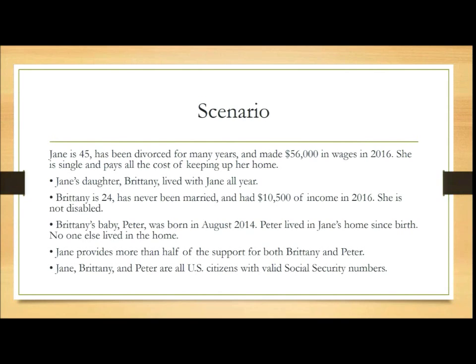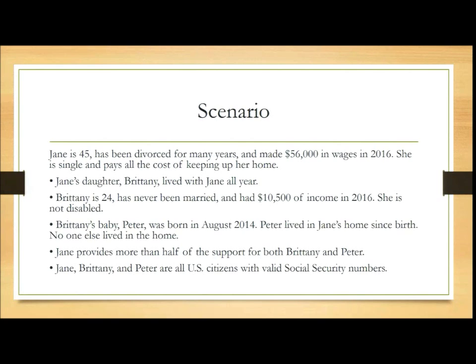Jane provided over half the support for both Brittany and Peter. So grandma is providing support towards mom, and that means that she provided more support than Brittany provided herself. Now, frankly, with these numbers, it's not the most plausible, because $10,500 means that Jane would have had to kick in $10,501. And that's maybe a little bit unlikely, unless, let's say, Brittany's putting the money in savings. Then we would have a more realistic scenario here. But nonetheless, let's just go with it, okay? And then they're all U.S. citizens and they've got Social Security numbers, so there's no issues there.